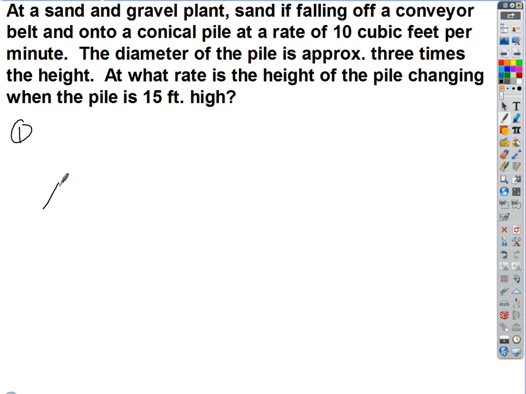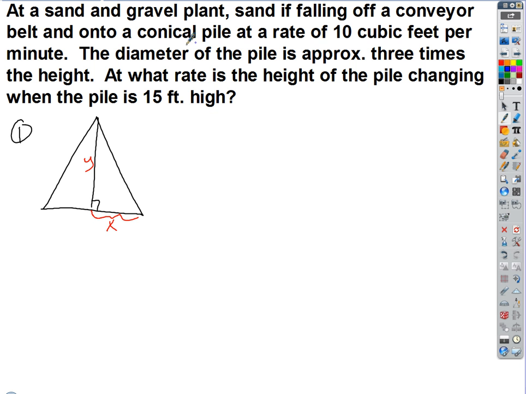We just said we'll take a cross section of the pile. And as I recall, we said that the radius of the pile we'd call x, and the height of the pile we'd call y, right? And so what information were we given? That x equals 3y over 2. Good.